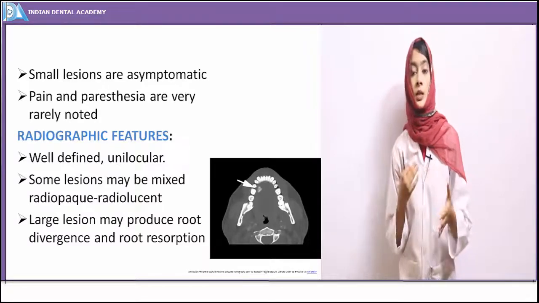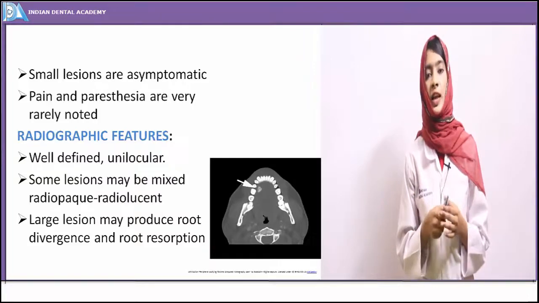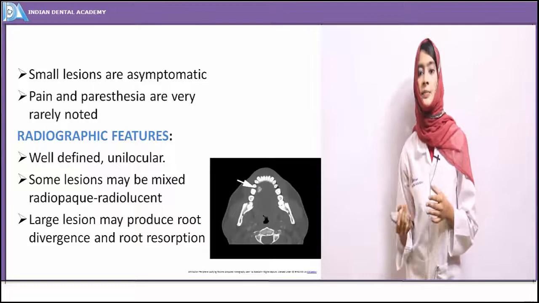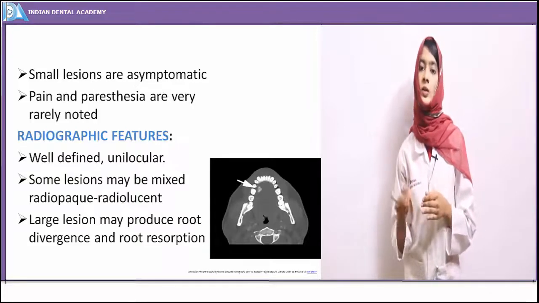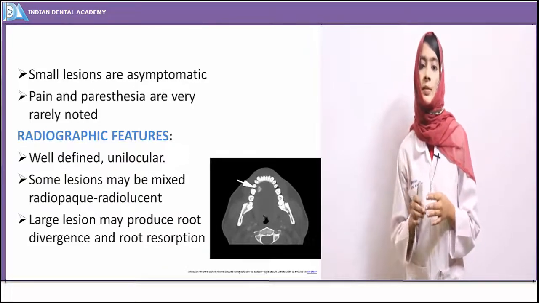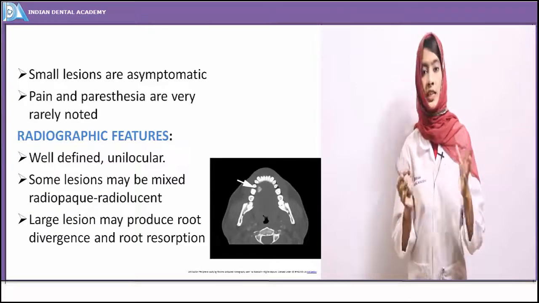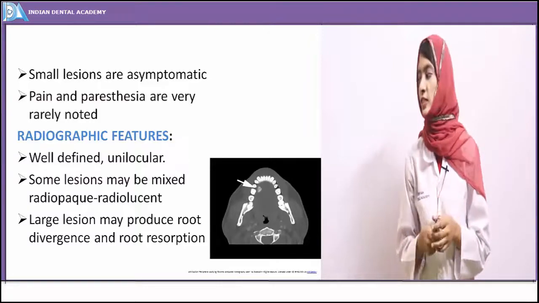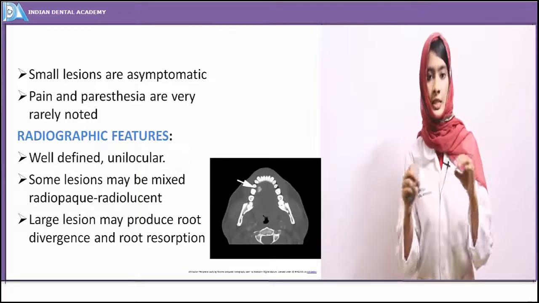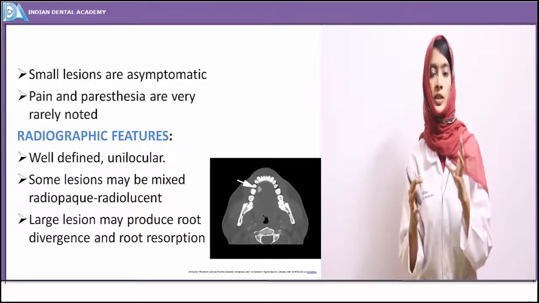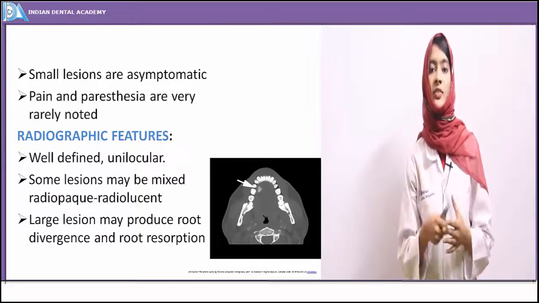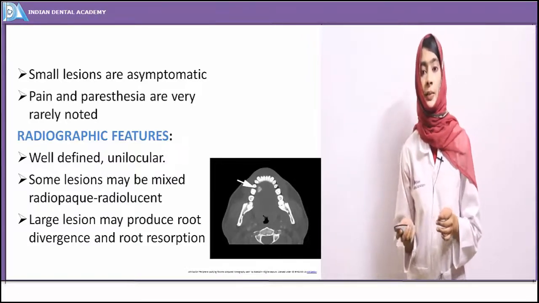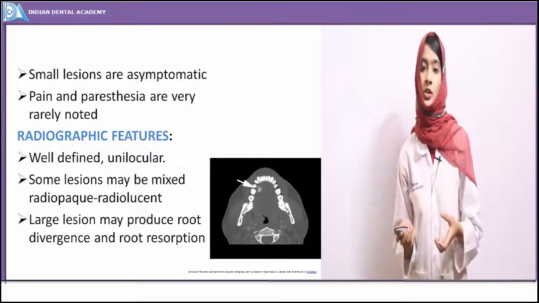In the radiograph, it appears as a well-defined or well-circumscribed unilocular lesion initially. Then the lesion becomes mixed radiopaque radiolucent with the deposition of cementum-like material. When the lesion becomes sufficiently large, it causes root resorption of the adjacent teeth, and it causes displacement of the teeth, or it causes the roots of the teeth to diverge in the area where it is present. Occasionally they may cause mobility of teeth also.